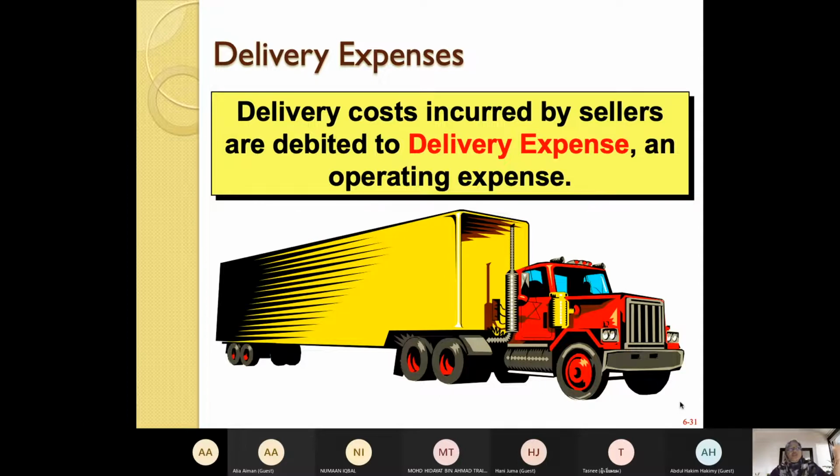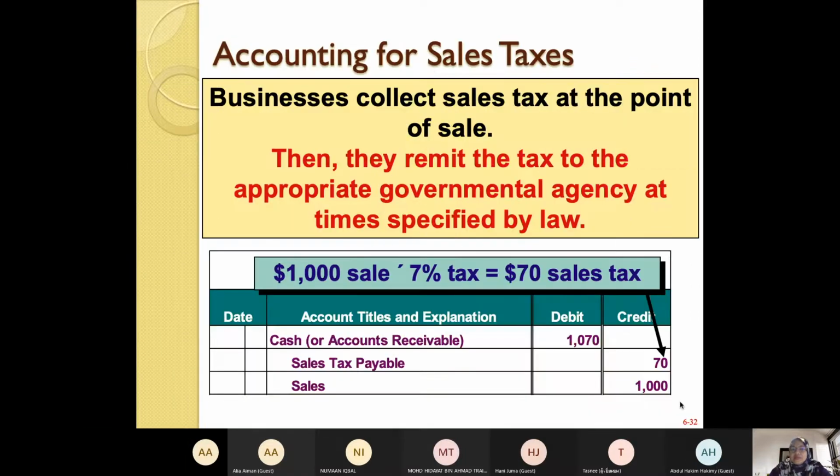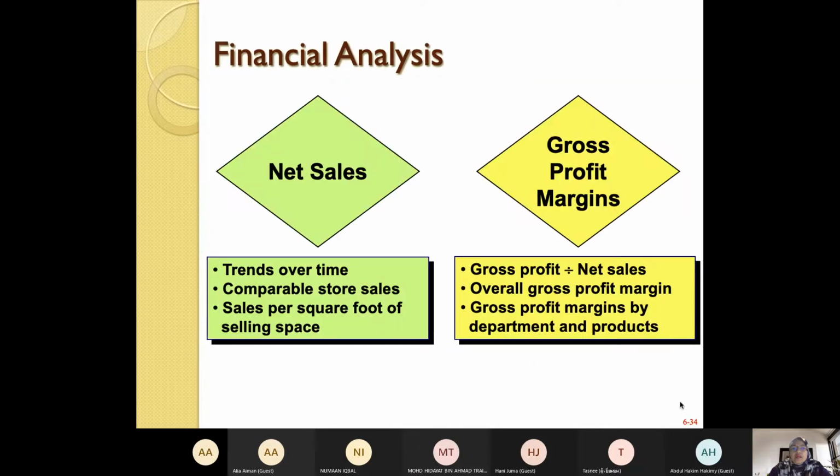So there's a difference between transportation cost, which is the cost incurred for purchasing the item, and delivery expenses, when you deliver to your customer. That delivery expense is an operating expense. So you are going to open up a delivery expense account, right?